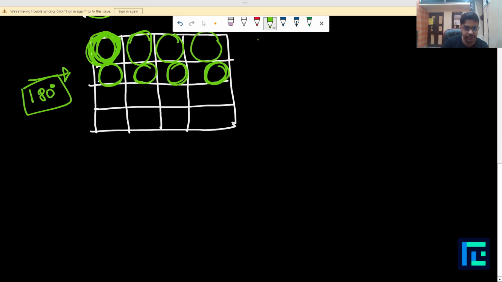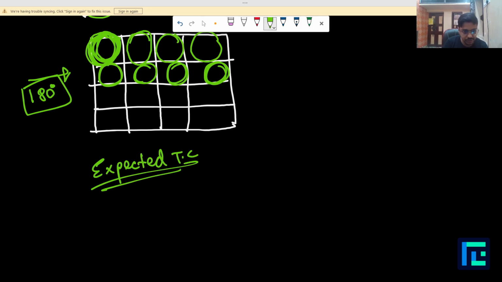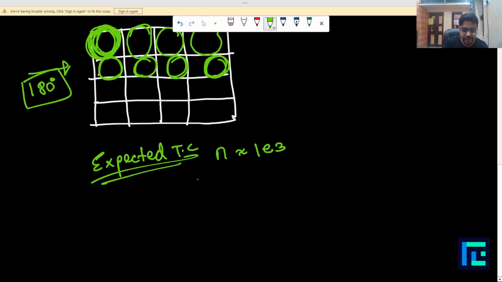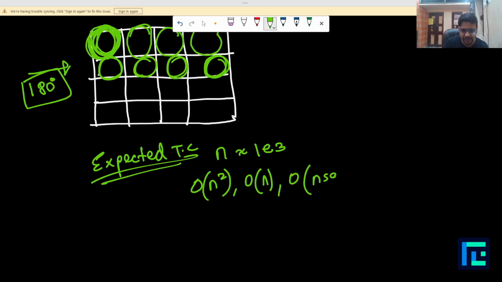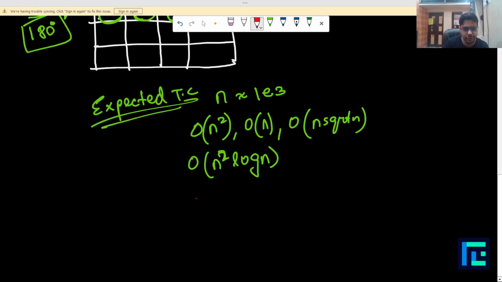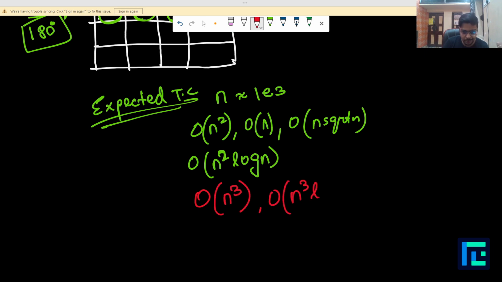Before discussing the solution, let's first discuss what the expected time complexity is. It is given that the value of n is of the order of 1e3, right? So any solution that works in big O of n squared, or big O of n, or big O of n root n, or big O of n squared log n as well, will definitely give you AC. But if you have a solution that is working in big O of n cube, or anything greater than that, like big O of n cube log n, will definitely give you TLE. So you have to design a solution that works within these time constraints, right?